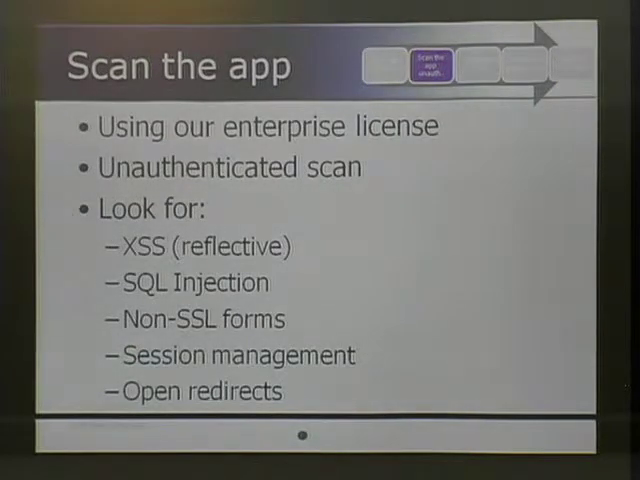So here we're scanning the application. We used our enterprise license of the scanner that we had, and it was an unauthenticated scan. Again, we didn't want to go through the hassle of getting usernames and passwords from all the app owners, which wasn't going to happen. The scanners are really good at reflective cross-site scripting. SQL injection, it turned out to be really good at. The scanner we're using, we can talk offline afterwards. I don't want to get into a debate of what scanner is good and what's not, but there were certain things that it really helped out with, such as SQL injection.